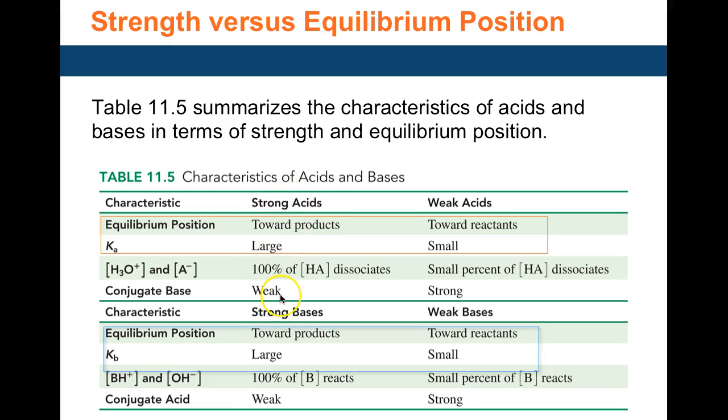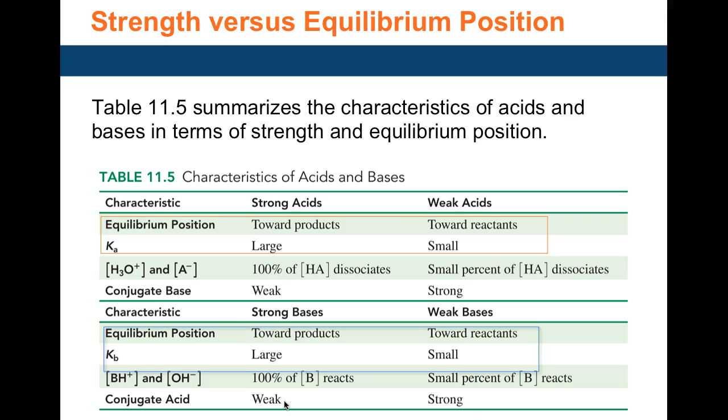As for a strong acid, its conjugate base is going to be weak. And you've seen that. If you have something like HCl, the Cl minus is pretty weak as a base. Whereas if you have a weak acid like water, its conjugate base, OH minus, is strong. So it's opposite. Again, if you look at strong bases, same thing, kind of like strong acids, it goes towards completion. Large Kb values, 100% dissociation, its conjugate acid is going to be weak.